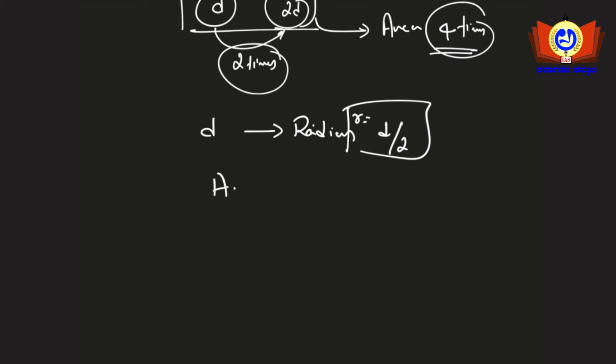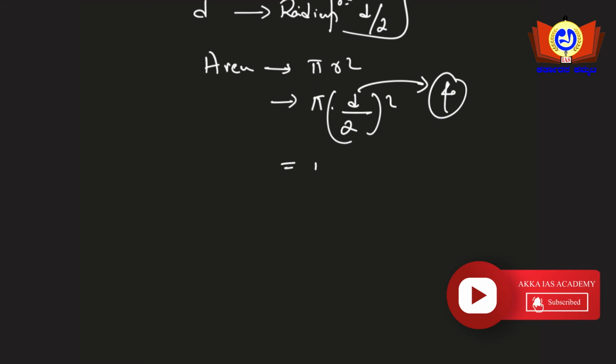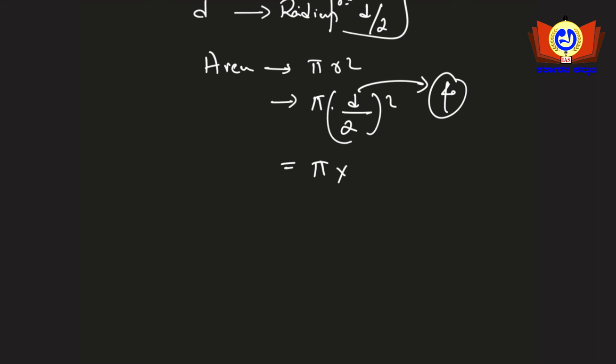What is the formula for area? Pi R square. What is R here? D by 2 whole square. If we substitute D with 4, for example, pi into D square by 4, D is 4, so 16 by 4, that will be equal to 4 pi, in the first case.